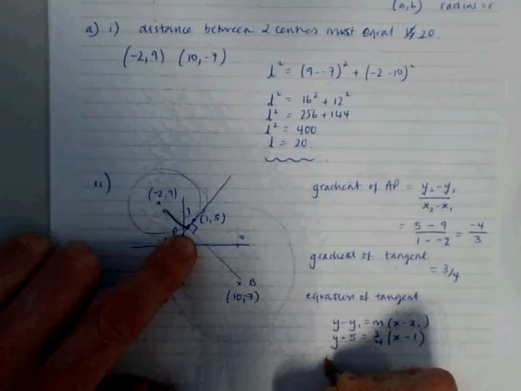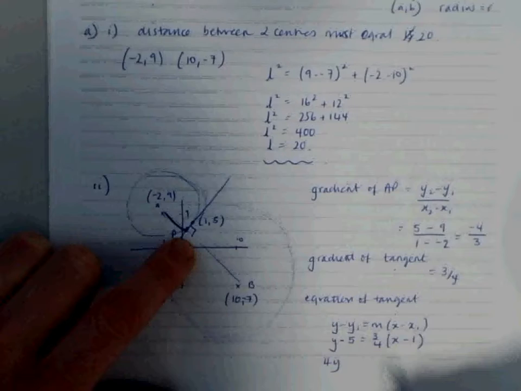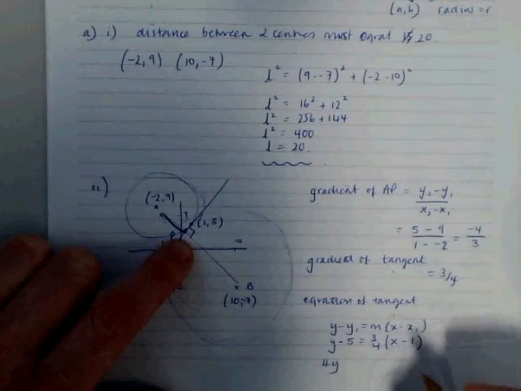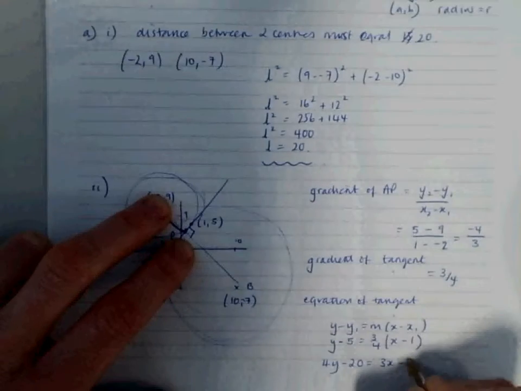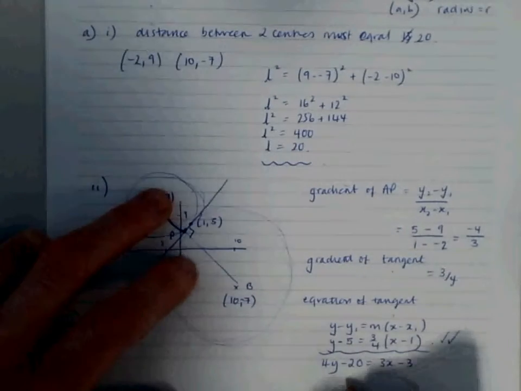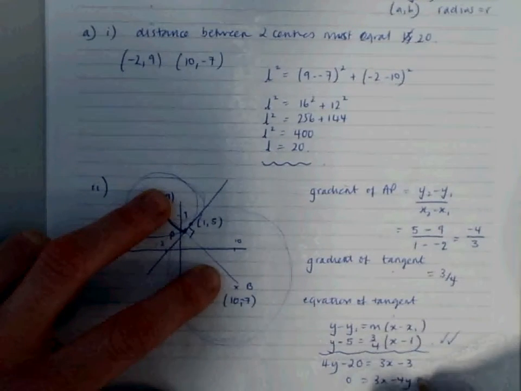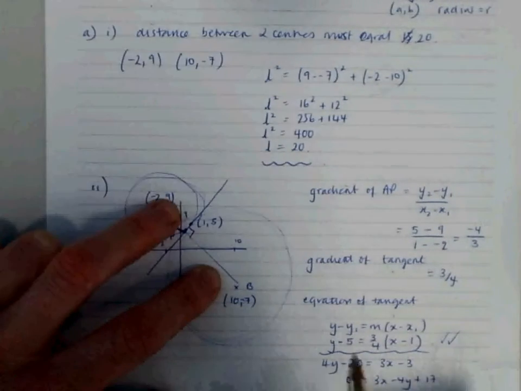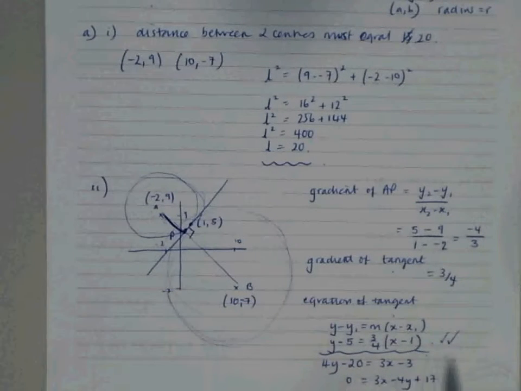Times both sides by 4. Probably doesn't matter which, it doesn't ask for a particular form, so you can do what you like with that. You could leave it there and you would get the marks. You can make it all equal to 0 if you want. 3x minus 4y plus 17. Okay, but this would be enough on this question because it doesn't ask for it to be in a particular form for you to get the answer.